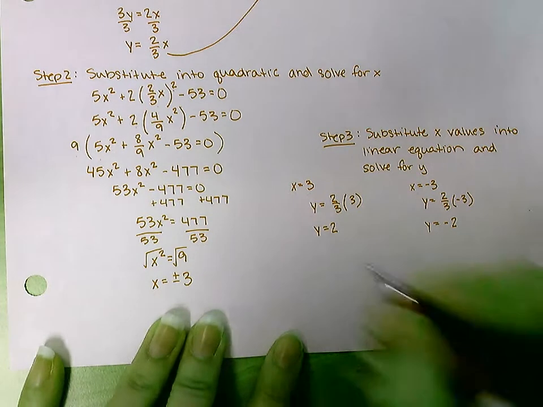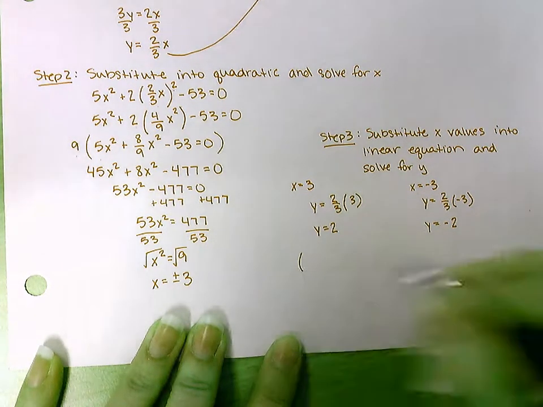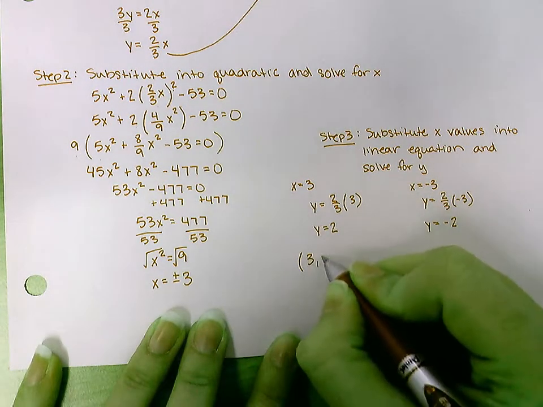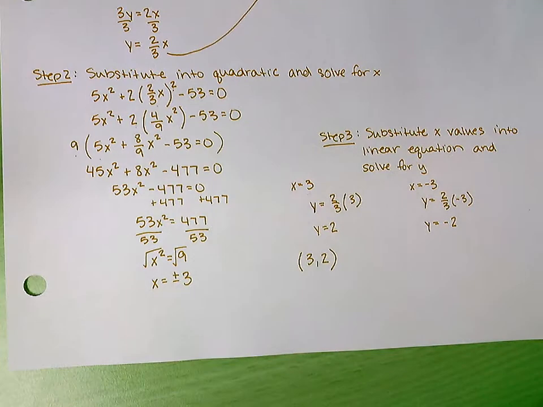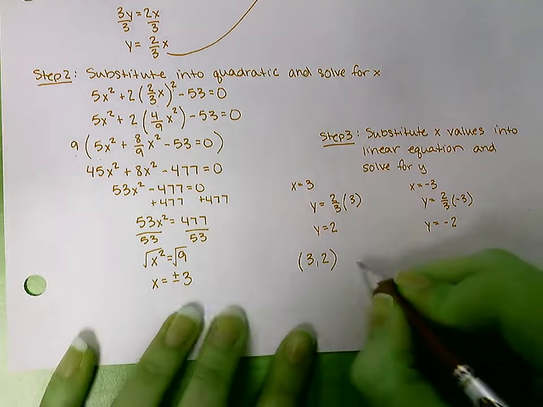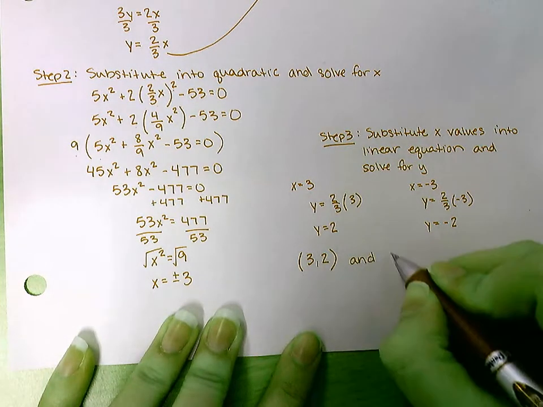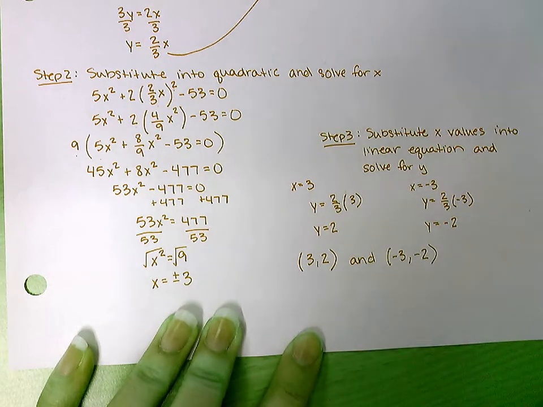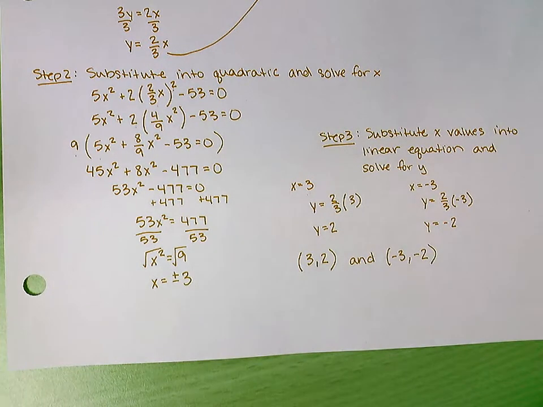Okay, so my answer for this problem, I would end up with when x is 3, y is 2. That's one coordinate point where these graphs intersect. And when x is negative 3, y is negative 2. That's another coordinate point where those two graphs will intersect.